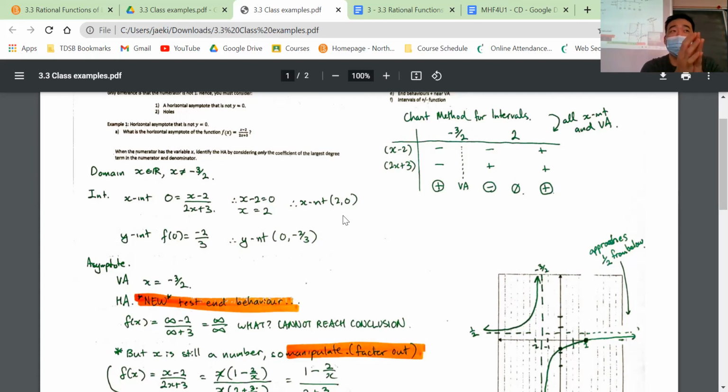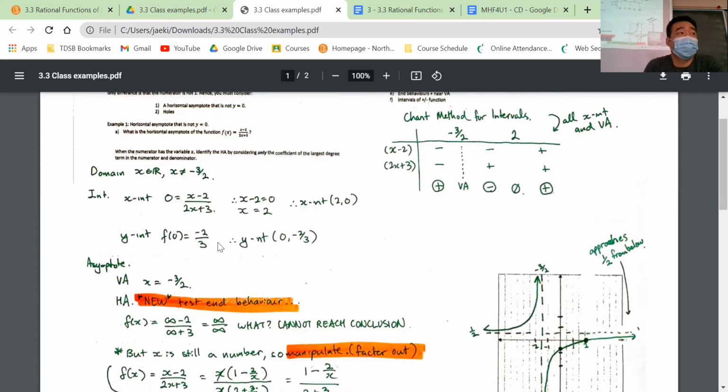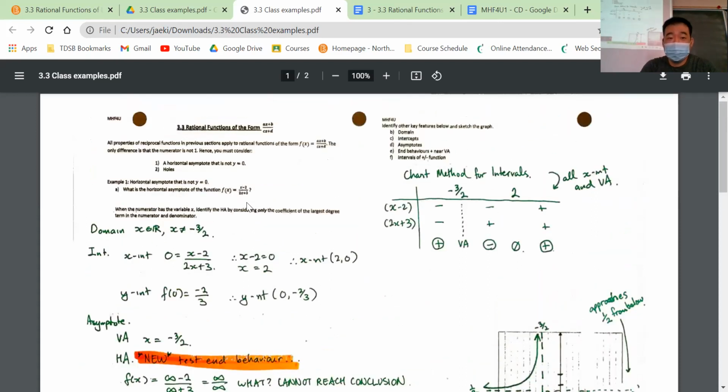Horizontal asymptotes is not just checking when it doesn't equal a 0. Horizontal asymptotes is essentially checking what happens when you approach infinity or approach negative infinity. That's what horizontal asymptote is. So I'm going to change the definition on you. I'll let you write something down, and we're going to try this silly question together.